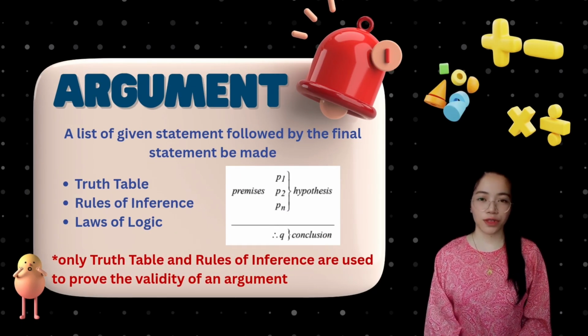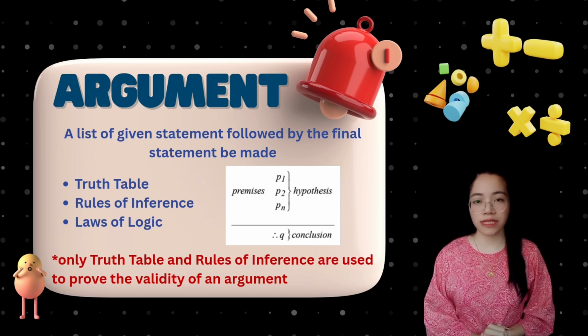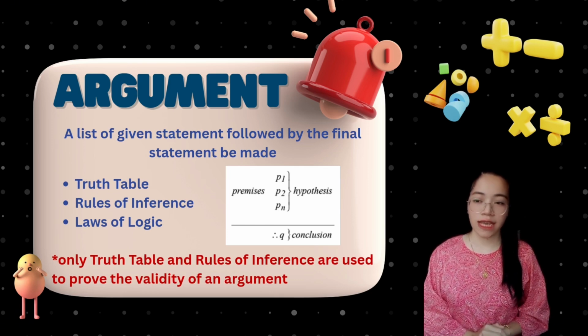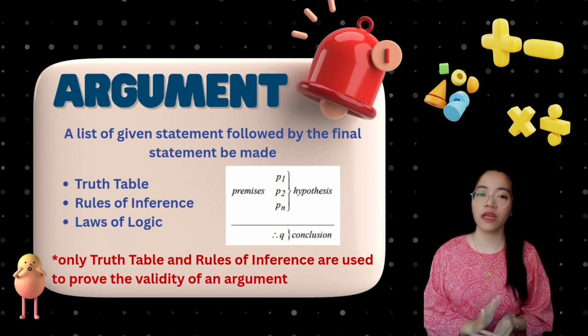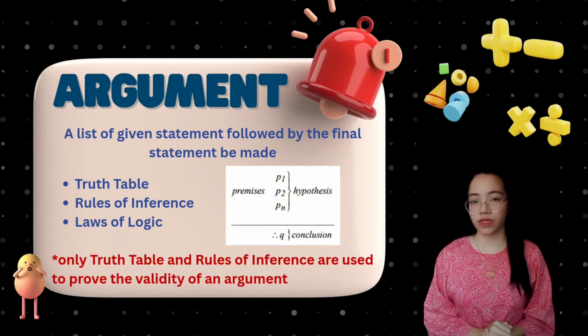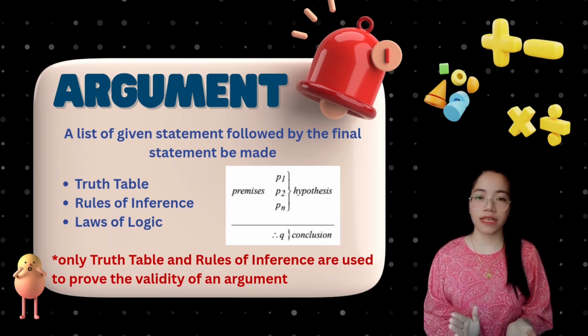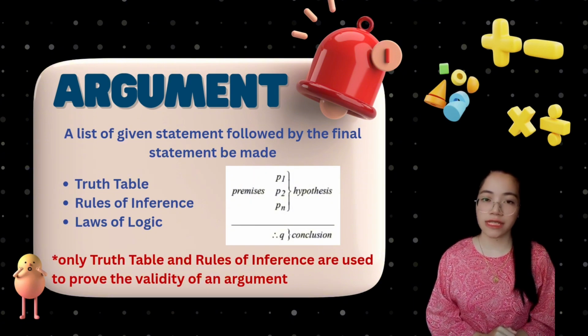First topic, argument. An argument is a list of given statements called premises, followed by a final statement called the conclusion. It consists of three techniques: the truth table, rules of inference, and laws of logic. However, in order to prove the validity of an argument, only the truth table and rules of inference can be used.